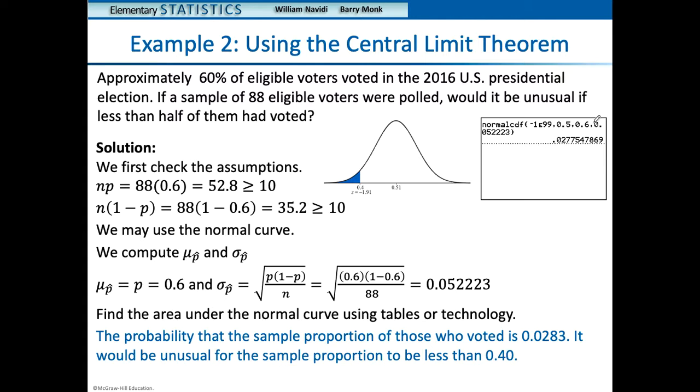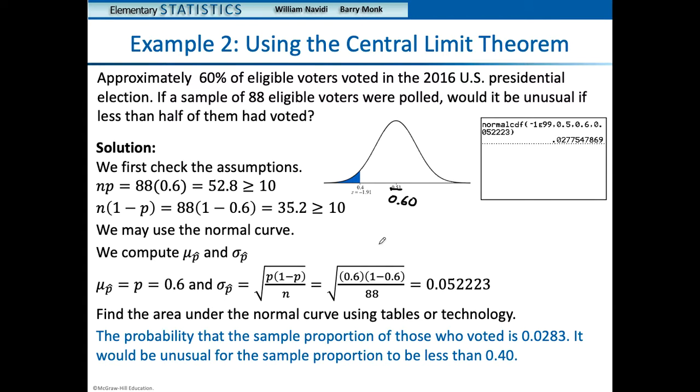Now, the next step would be to sketch a normal curve, and it occurs to me that there's actually a mistake in the diagram here. The mean of the sampling distribution is equal to the population proportion, which is 0.6. So our curve should be centered over 0.6, and this shows it centered over 0.51. So cross that out. That should be a 0.6 right there.